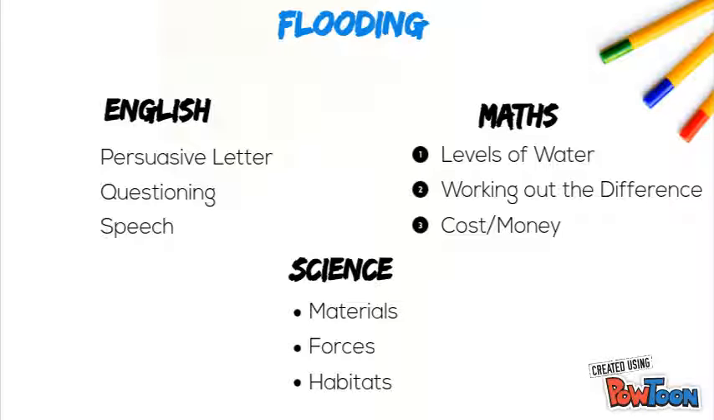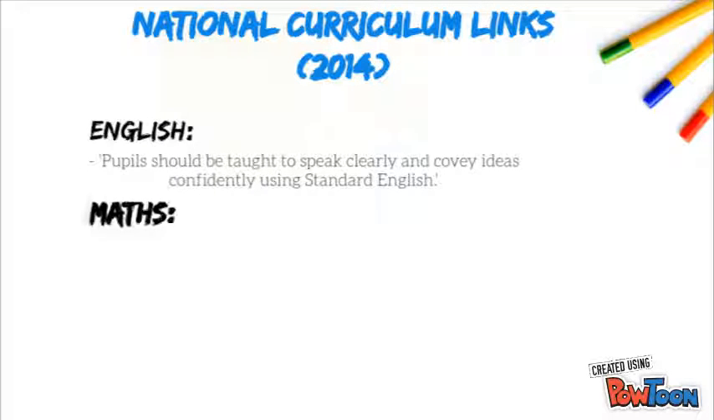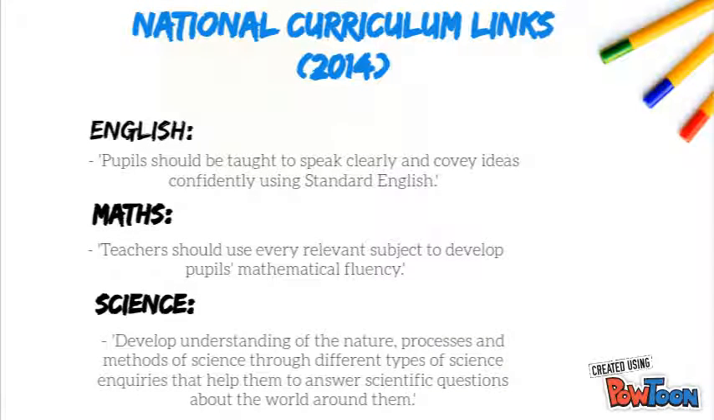The final thing that children could learn about in science in relation to flooding is that they could talk about the different habitats across the world and how different people, animals and creatures would deal with a flood. Finally, within this presentation, I'm going to be looking at the different national curriculum links that my activities relate to. Within English, it says that pupils should be taught to speak clearly and convey ideas confidently using standard English. This is mainly evident during the persuasive letter and the speech activity that I explained previously.